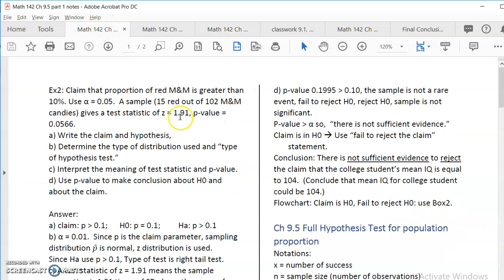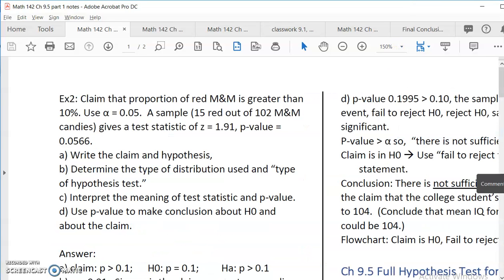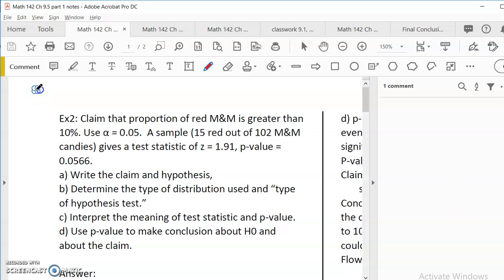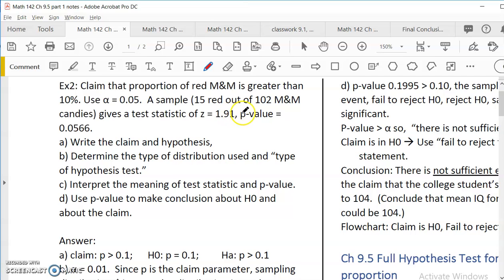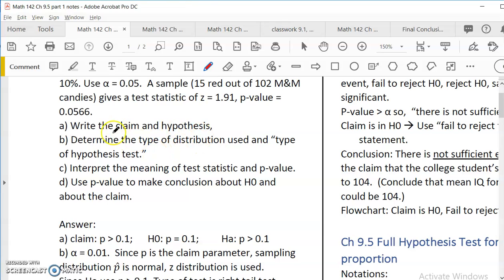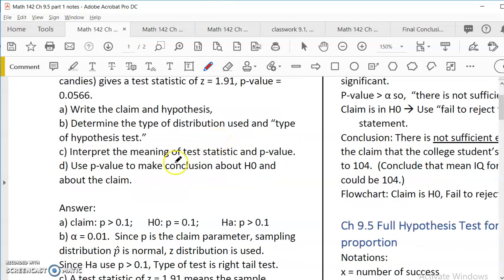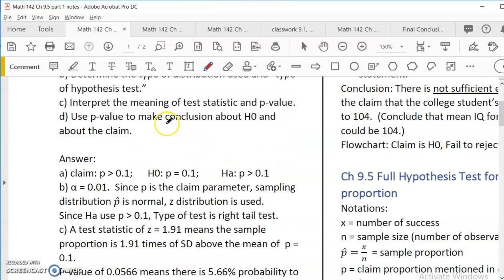So let's do the second example. Make it a little larger first, and also get the pencil ready. Okay, so the second example is about a claim of proportion, right? Percentage. We want to claim that the proportion of red M&M is greater than 10%. And then we have a sample that gives us a test statistic of 1.91 and a p-value of 0.0566. So again, we go through the process of writing the claim, determining the distribution, the types of tests, and then the most important thing is to interpret the meaning of the test statistic and p-value and also make a conclusion.